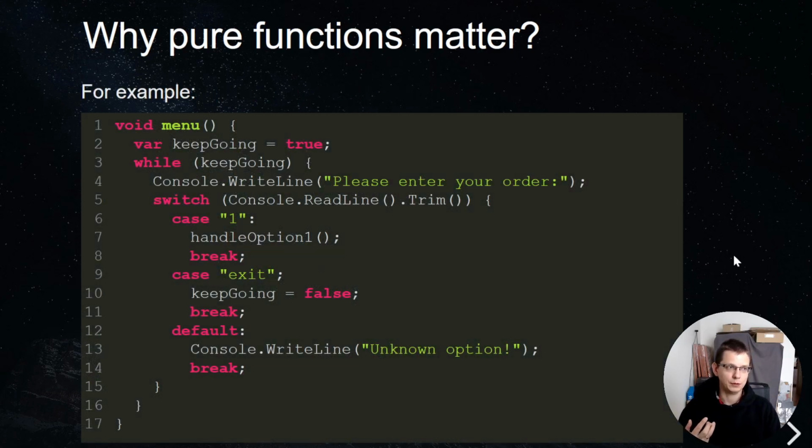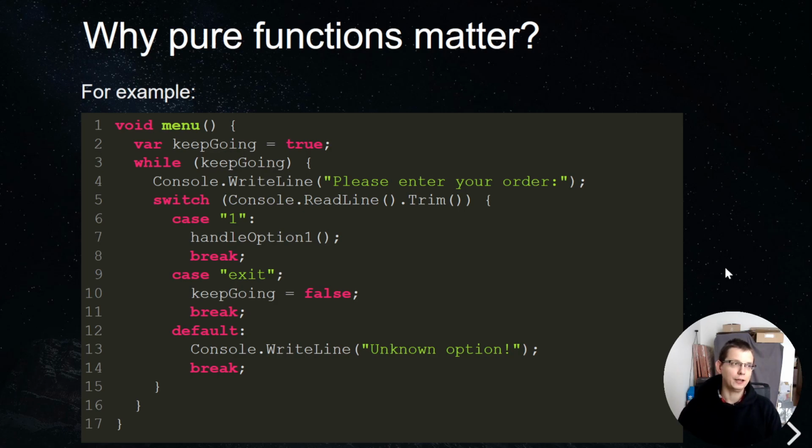A very simple menu program where we basically sit in a loop until somebody tells us to exit. And then we say, please enter your order. And then we read the line, and if somebody enters 1, you do something. If somebody enters exit, you just drop out of the loop. And otherwise you say it's a non-option. This is straightforward.